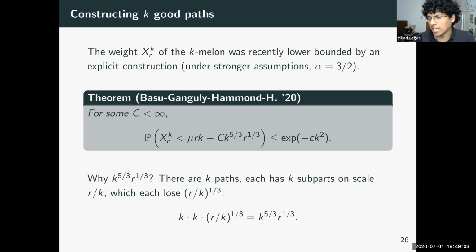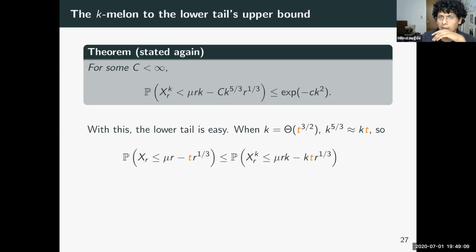Anyway, the reason I'm saying this in this detail is because this is going to basically give us the upper bound of the lower tail probability. So again, we're going to set k to be t to the 3/2. And notice that now you have this nice fact that k to the 5/3 is k times k to the 2/3, which is k times t.